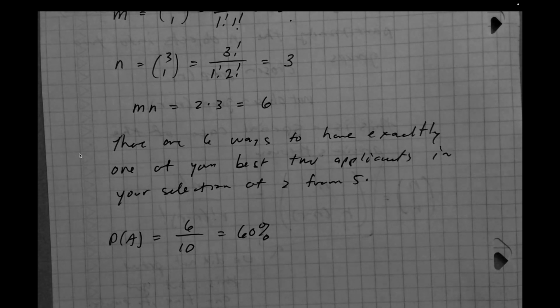So if I've got 5 total applicants in the pool, and 2 of them are the best 2, obviously, and I want to just select 2 randomly, the probability that one of the 2 that I select will be in the top 2 is 60%.